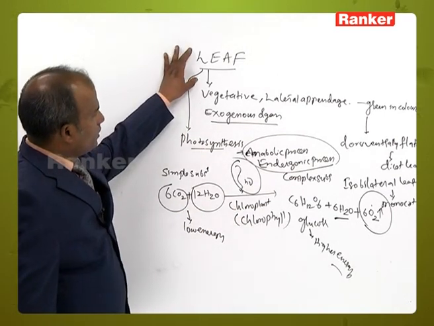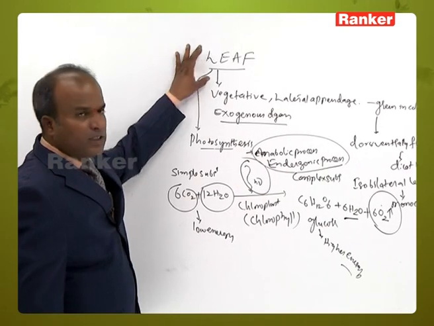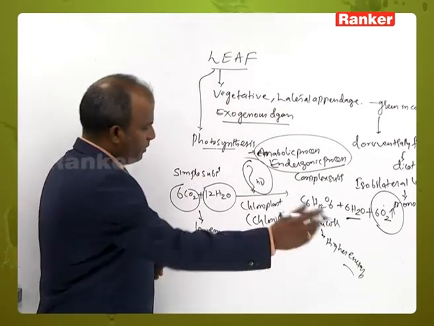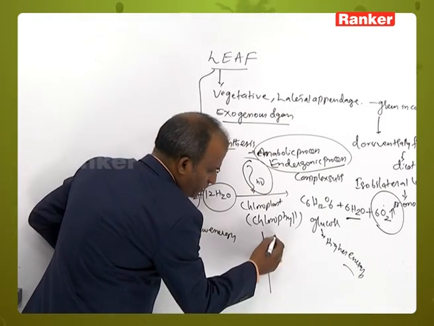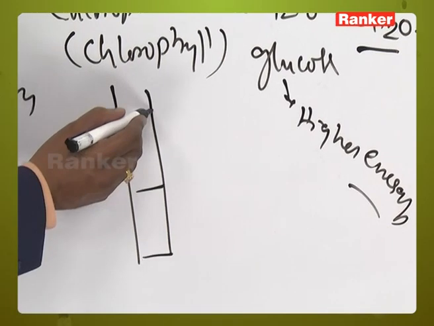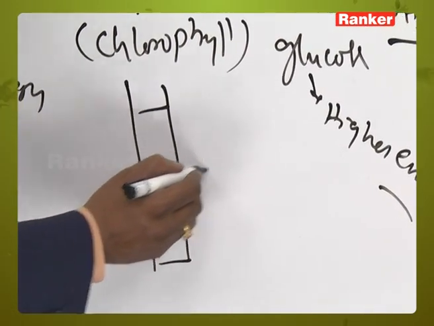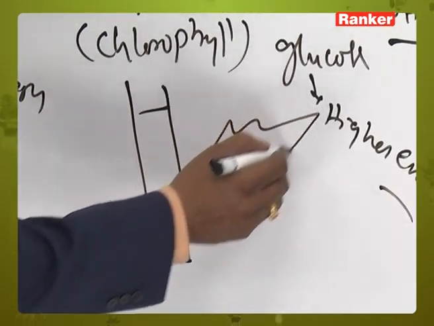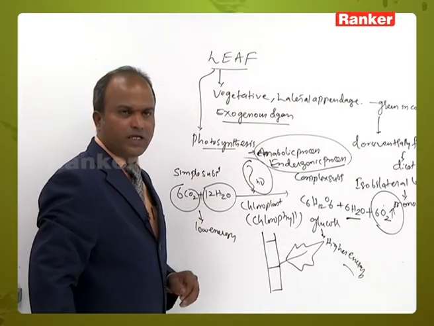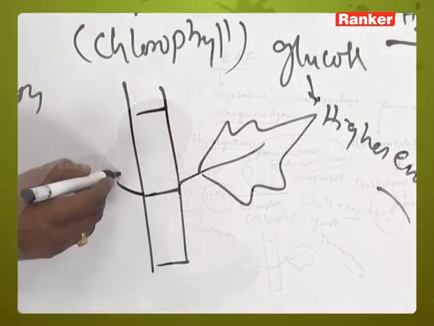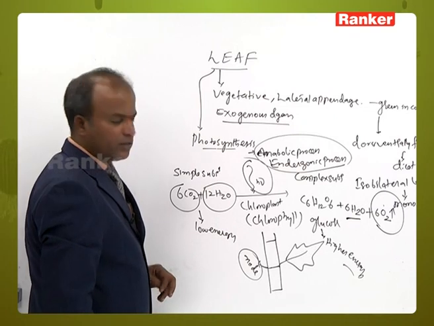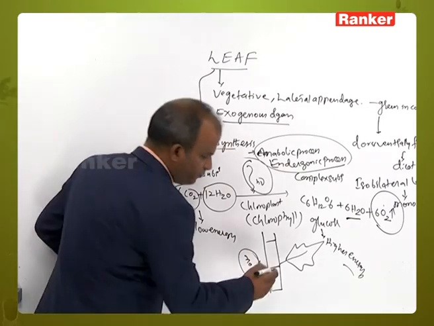Now tell me, from which portion of the stem or branch is the leaf developing? Think of this as the main stem. This main stem is differentiated into nodes and internodes. From the node area, the vegetative lateral exogenous green appendage, that is nothing but the leaf, is developing.